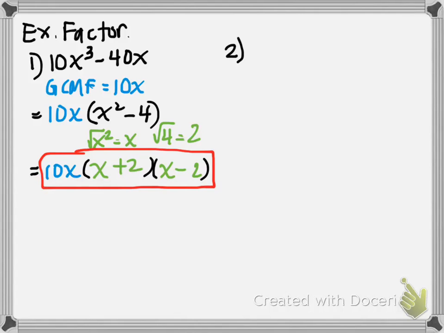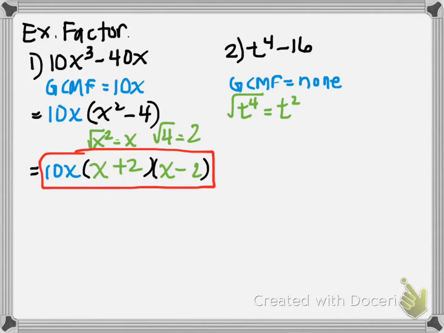How about this one? T to the 4th minus 16. So always, always is the question, is there a GCMF? And in this one, there's none. So next thing I notice is I have 2 terms. So my question is, is it the difference of squares? I can take the square root of t to the 4th and I get t squared, and I can take the square root of 16 and I get 4, which tells me it's the difference of squares.